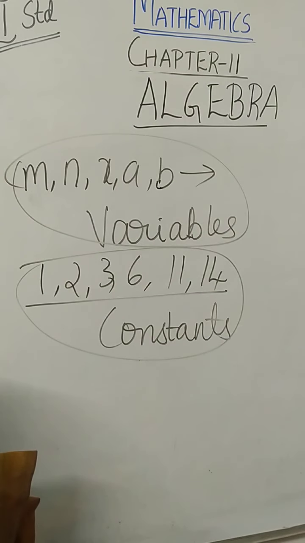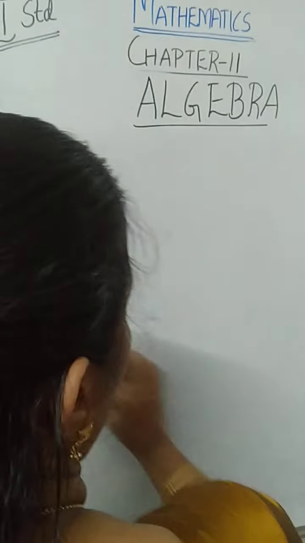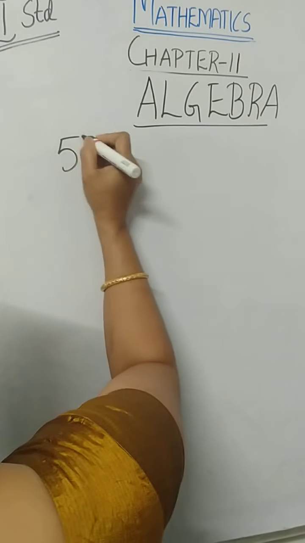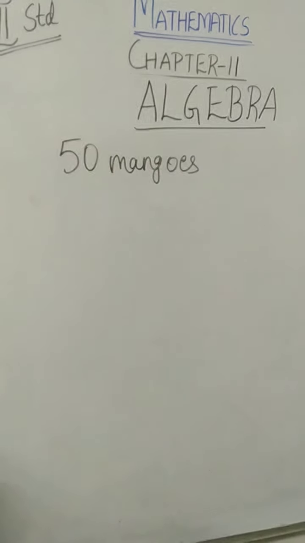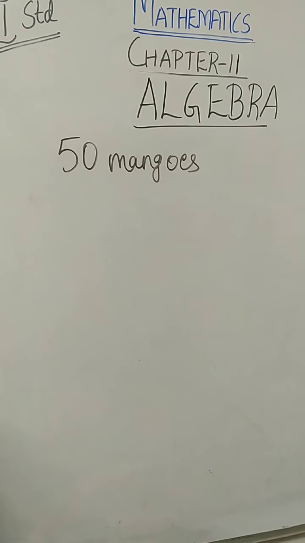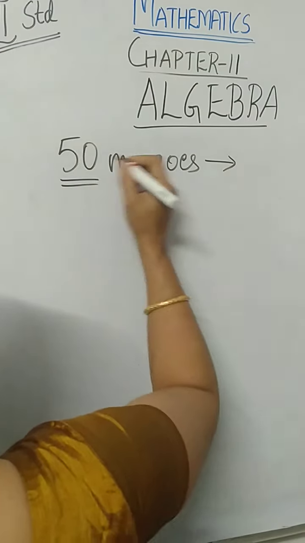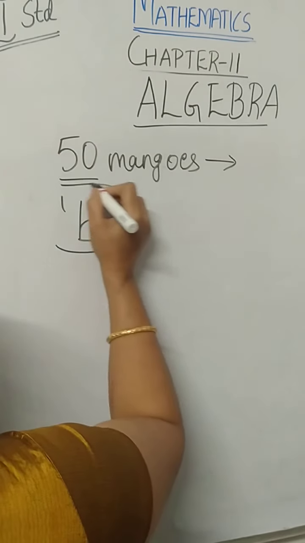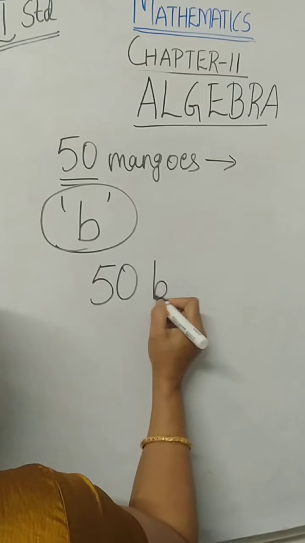Okay, now let us see some more examples. I'll read out the example from the reader. If there are 50 mangoes in a box, how will you write the total number of mangoes in terms of boxes if you use B for the number of boxes? In one box there are 50 mangoes. Therefore, in B boxes, B is a variable, how many mangoes will there be? We can write it as 50B, that is 50 into B.